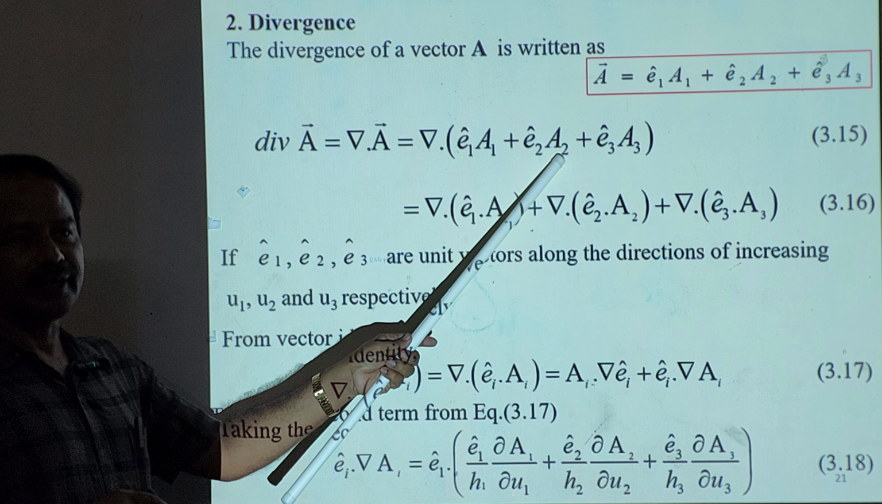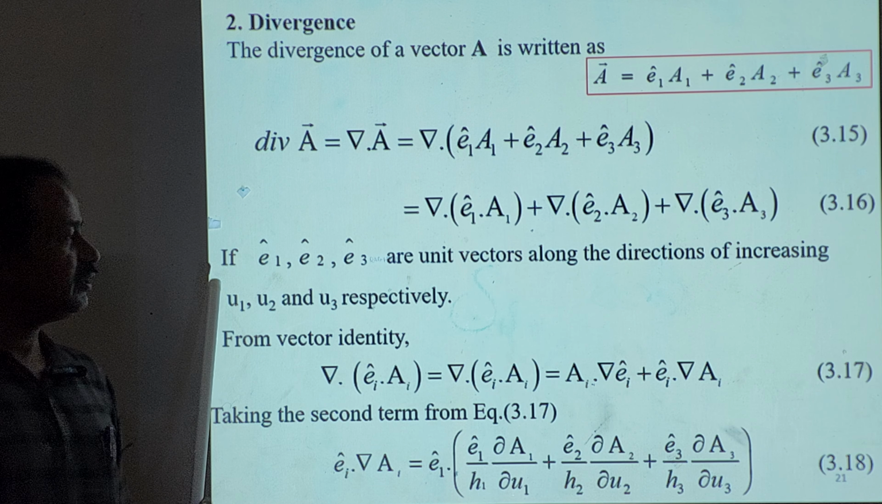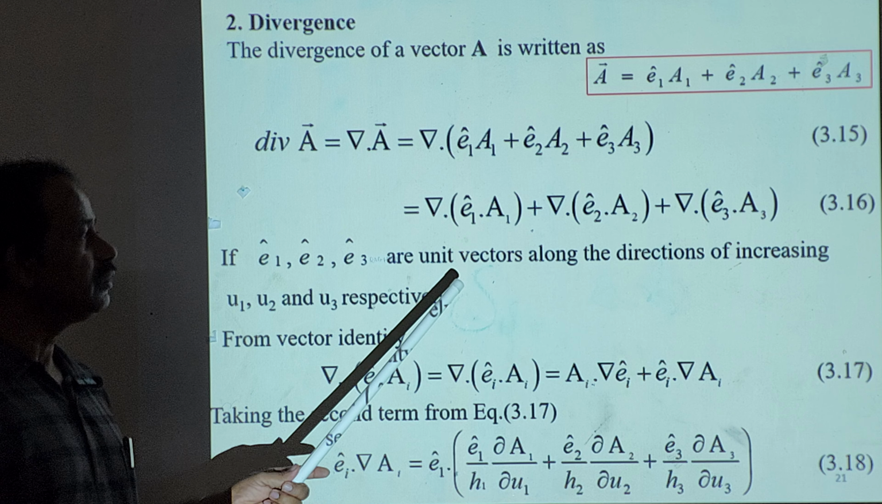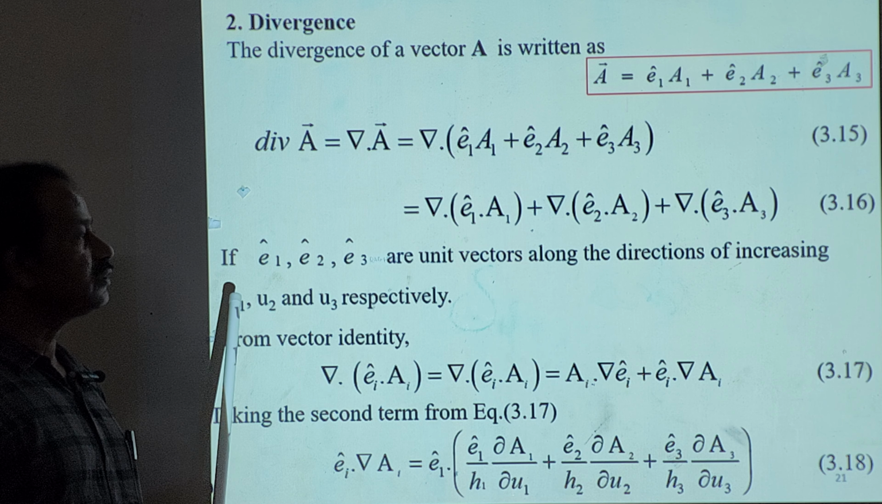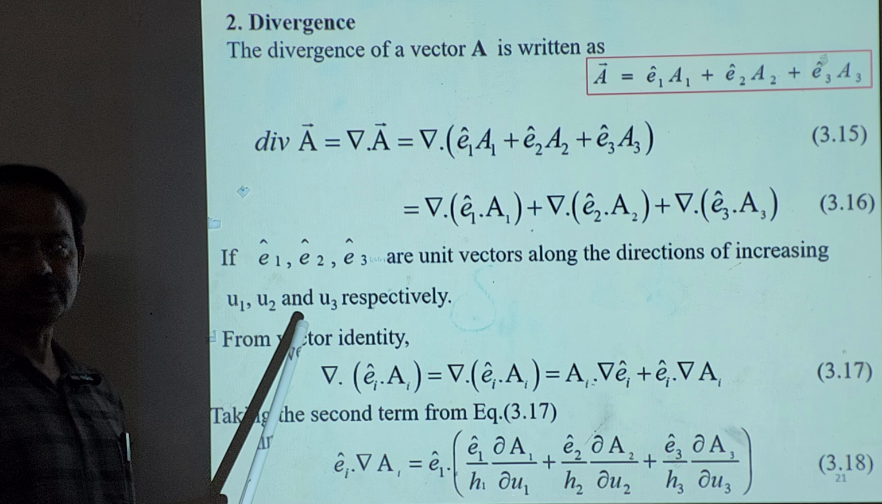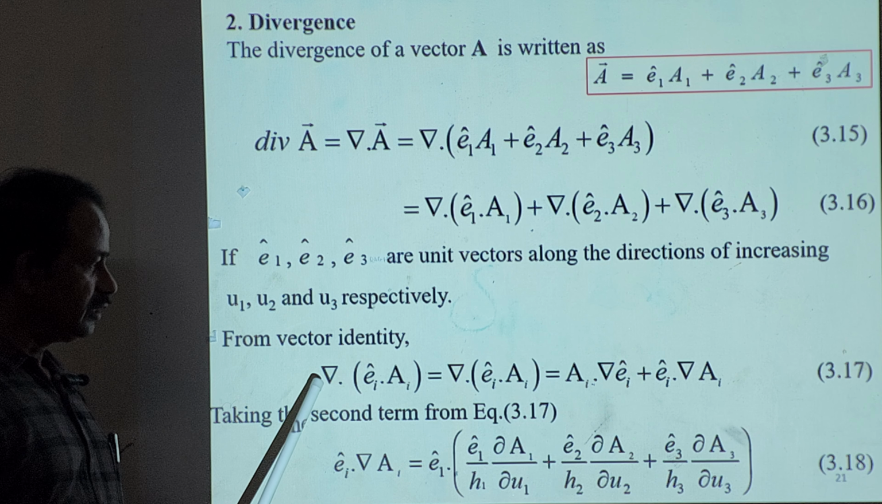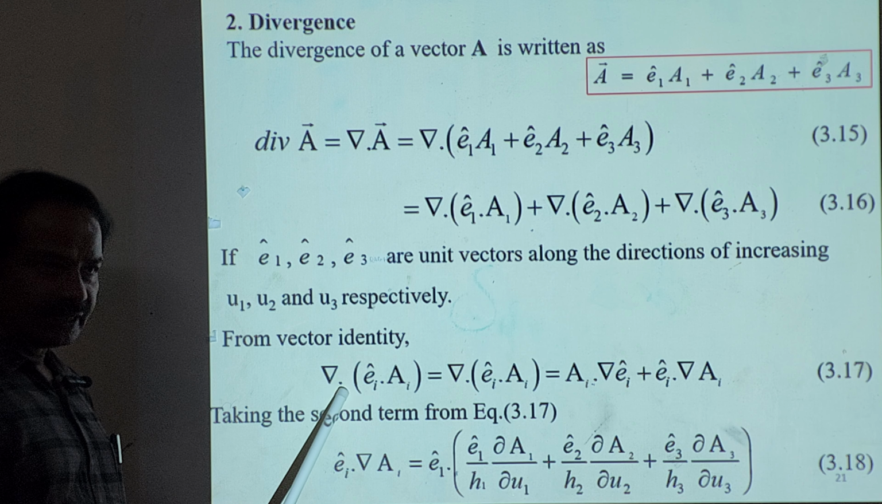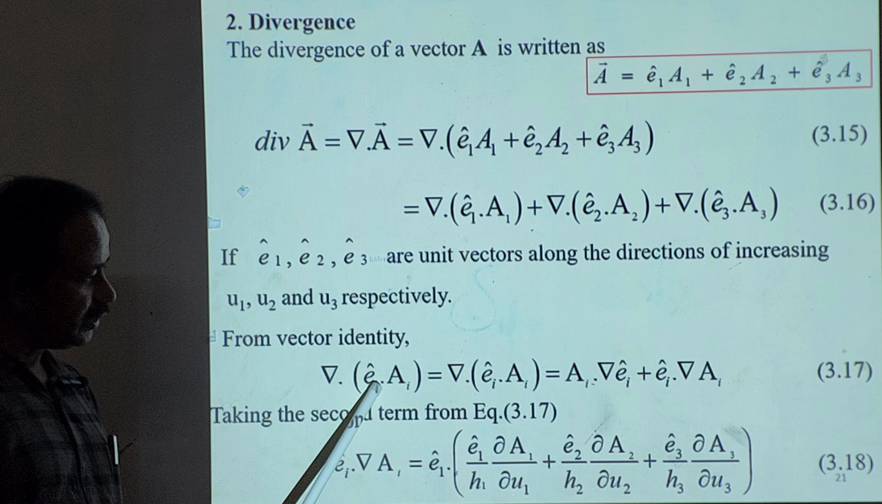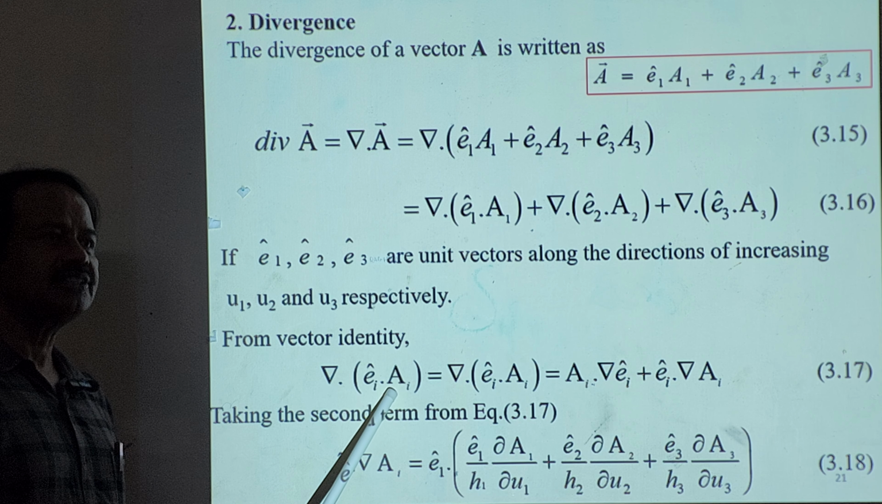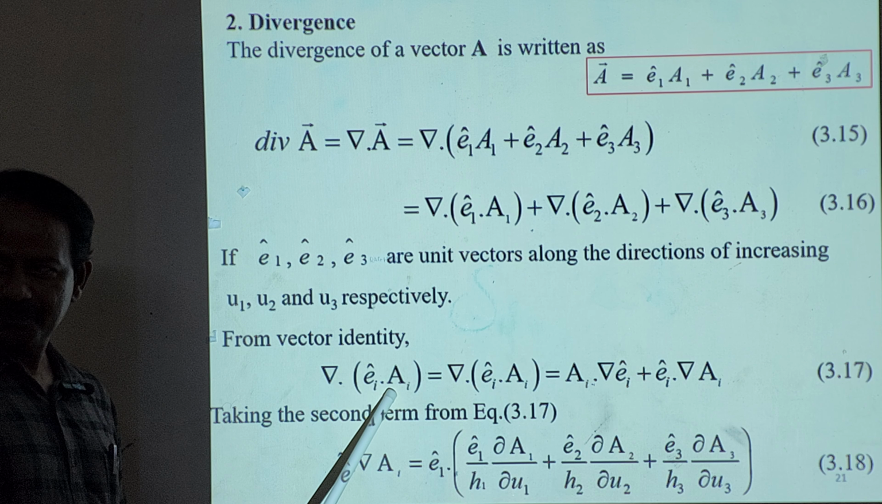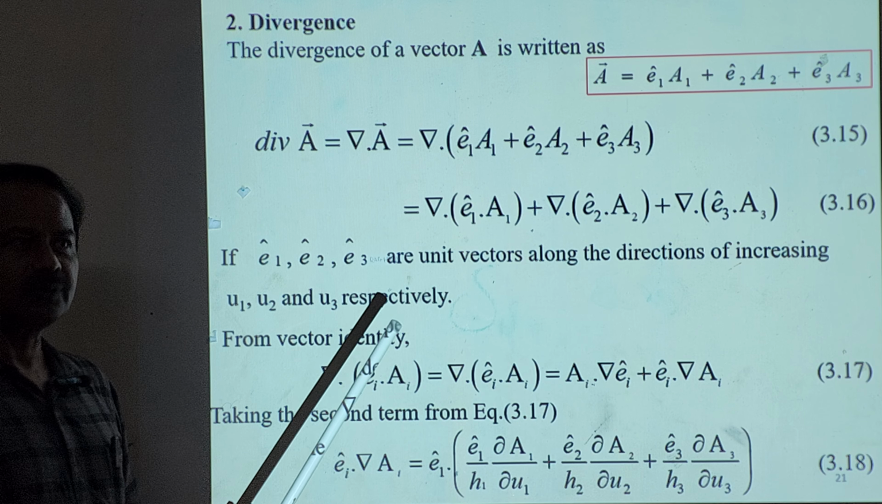So we have del dot A. Individually we can write this, where E1, E2, E3 all are unit vectors along the direction of increasing U1, U2, U3 respectively. Now we will go for the first one. Generally we can write del dot EI AI, where I stands for 1, 2, 3. Is it okay?